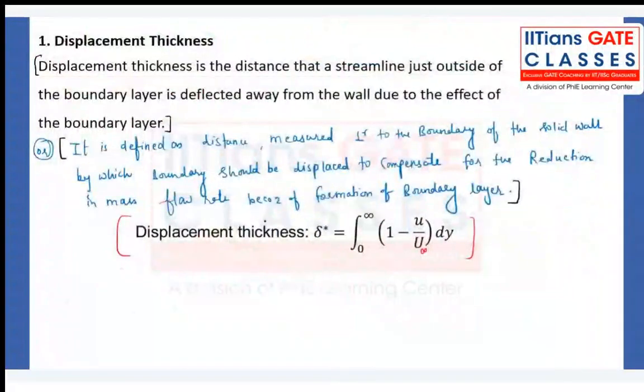So now you can read the statement, both the statements, and you can easily digest the definition of displacement thickness. Displacement thickness is the distance that a streamline just outside the boundary layer is deflected away from the wall due to the effect of the boundary layer. It is also defined as the distance measured perpendicular to the boundary of the solid wall, by which the boundary should be displaced to compensate for the reduction in the mass flow rate because of the formation of the boundary layer.